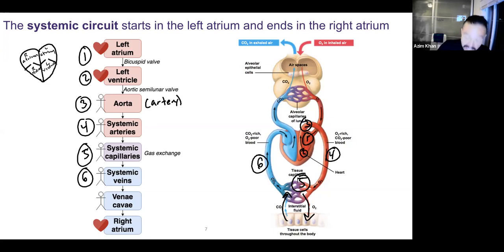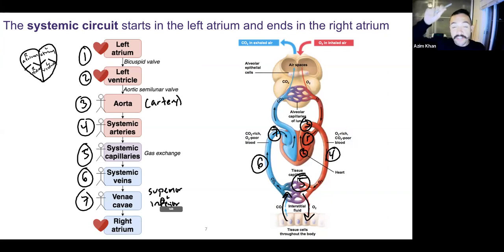And then there's actually 2 major veins leading back to the heart. There's a superior vena cava and an inferior vena cava, plural vena cavae. Superior vena cava takes blood from the head and arms back to the heart. Inferior vena cava delivers blood from everywhere else, basically everything below the heart, back to your heart. You finally end up back at the right atrium. And that's our full circuit.